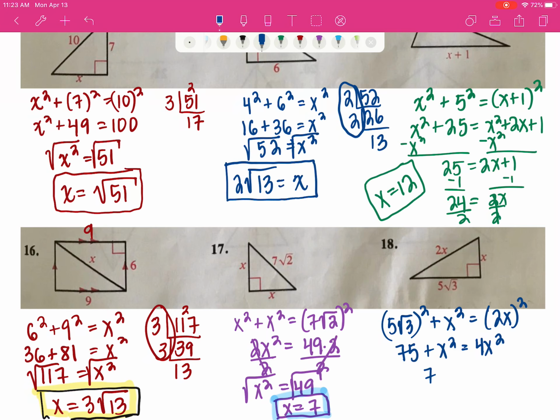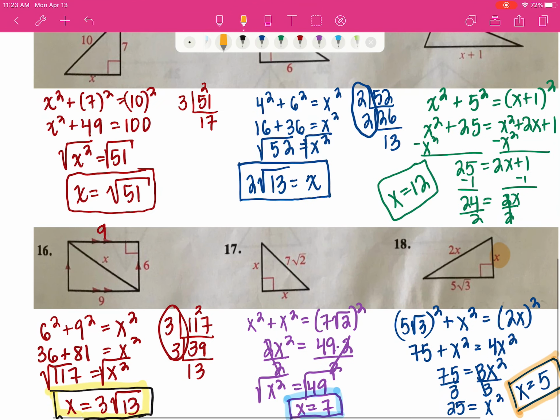We subtract x squared from both sides, which gives us 75 equals 3x squared. We divide both sides by 3. x squared equals 25. And that is how we get x equals 5. It's not possible for x to equal negative 5, once again, because x is a side length and side lengths cannot be negative. And that concludes our practice, our checks for understanding.